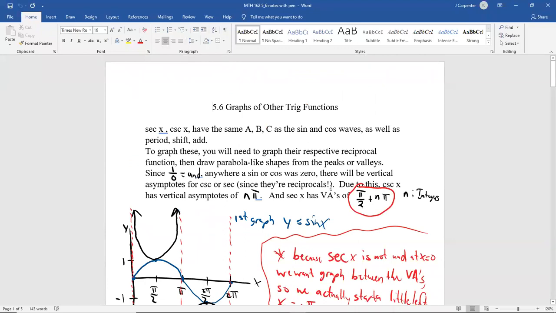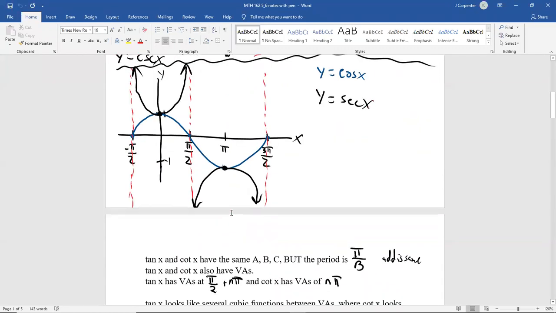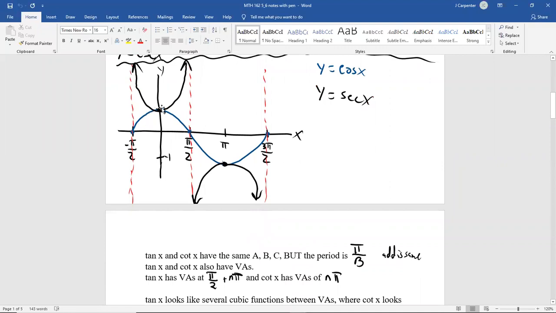So 5.5 was sine and cosine graphs, the more traditional waves, like the blue thing you see right here. That's a sine wave. Or the blue one you see here is a cosine wave, but shifted 90 degrees to the left, because normally you start here and then keep going until you hit 1 again at 2 pi.